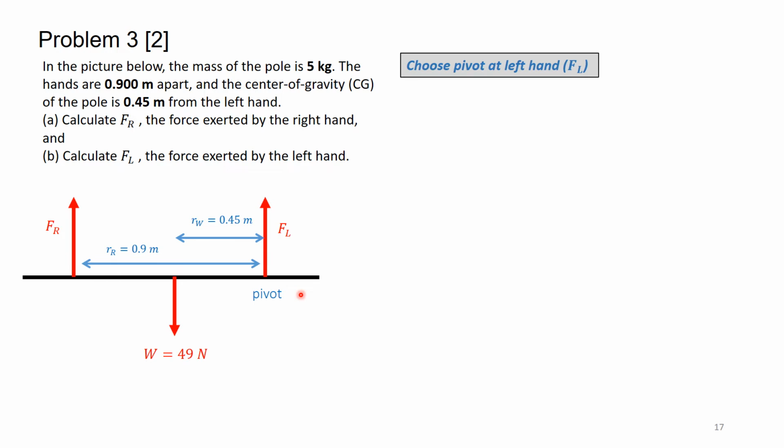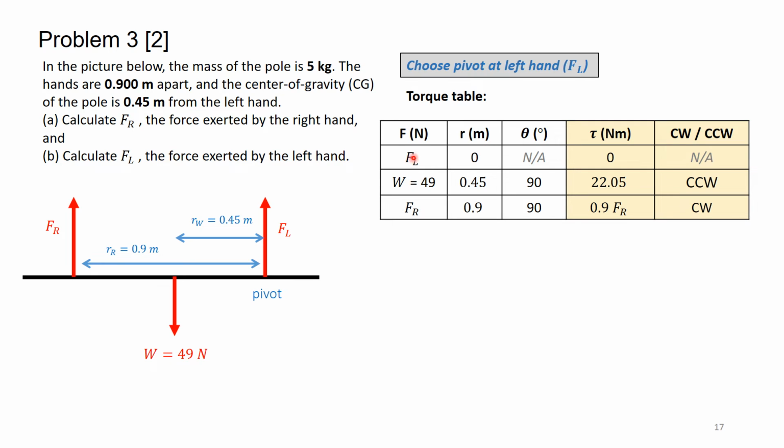Okay. Then choosing the pivot at the left hand, you can construct a torque table. Like this, you list down the three forces in the first column, then list down the R values in the second column. You can use the same R values as are listed in the picture, 0.45, 0.9, and 0. Then the angle is 90 degrees because the beam is horizontal and the forces are vertical. Then you calculate the torque. So multiply the force with the R with the sine of the angle.